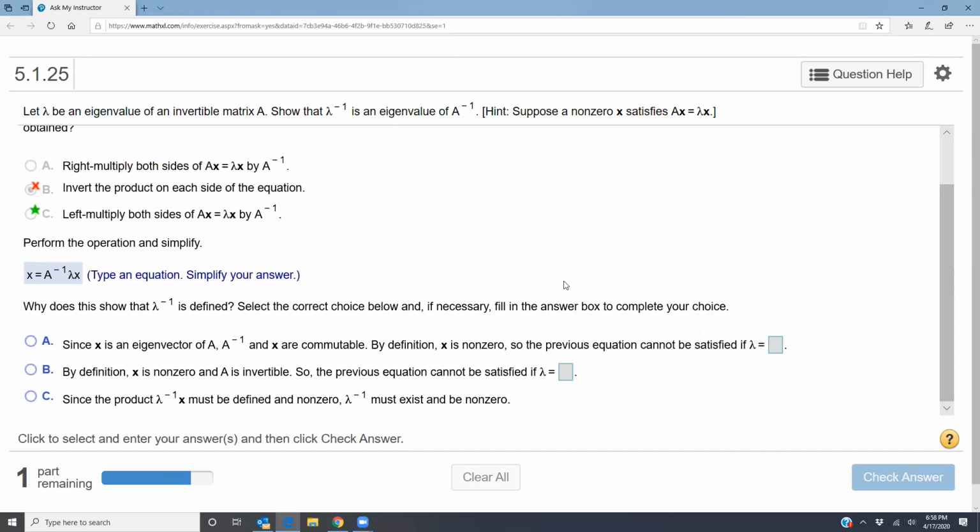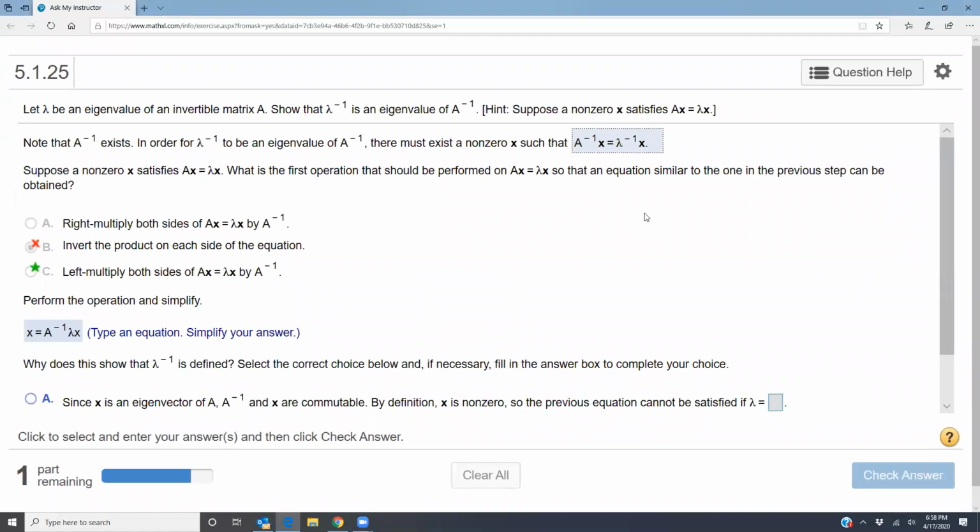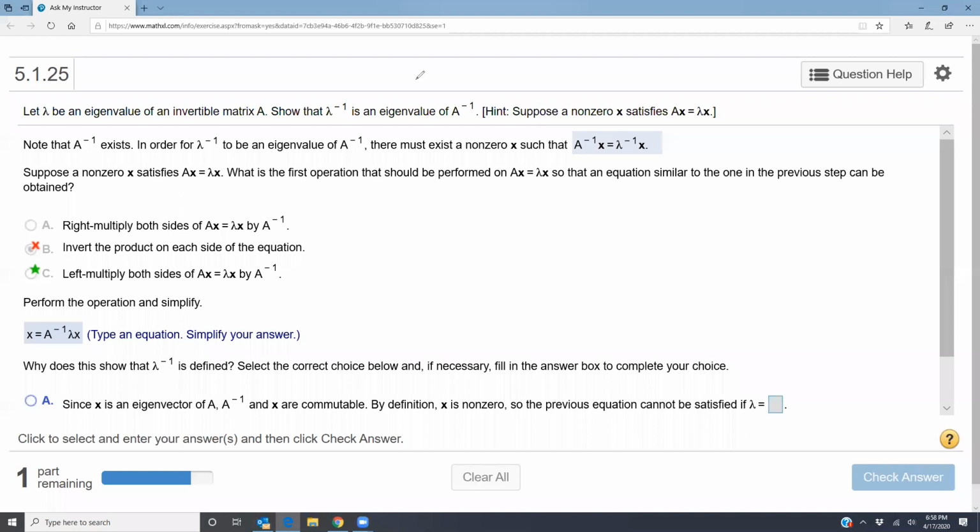Okay, so notice we're not exactly where we want to be because we're trying to get to this right here, and we're right here. So we want to get to A inverse x equals lambda to the negative 1 x. And right now, we're at x equals A inverse lambda x. So we have a little ways to go first.